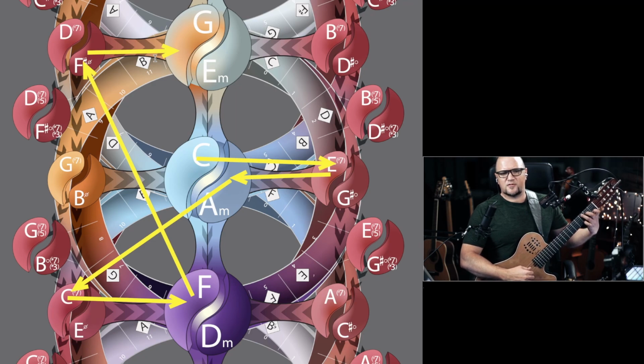C, E7, A minor, D7, bringing us to F, F sharp diminished, which will bring us to G.